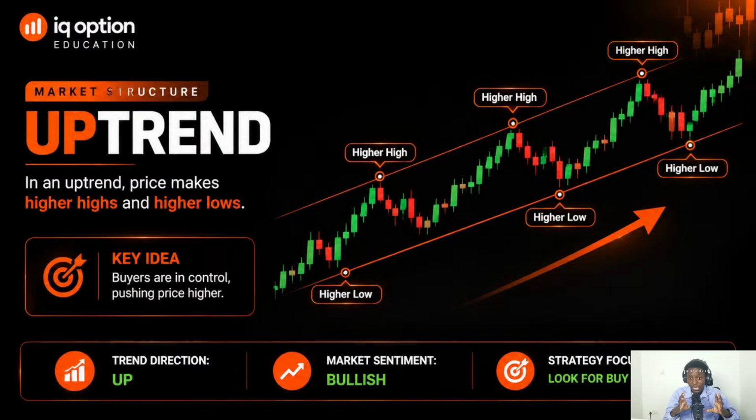So when we have a trend that is going up, and our goal is to enter a buy order or a buy signal, then we know the market is likely to continue to go up, and that gives us higher conviction, and then we can execute our trade based on what we see. And then the next one is the downtrend.